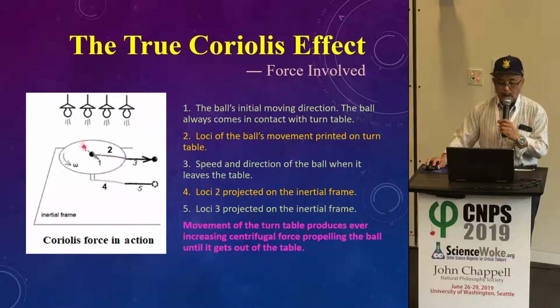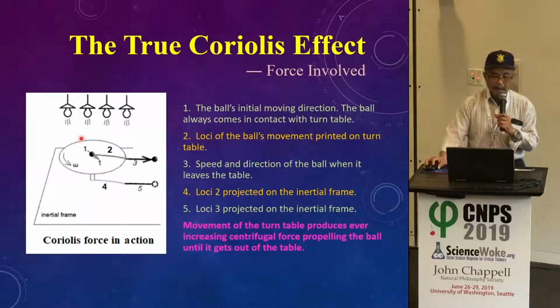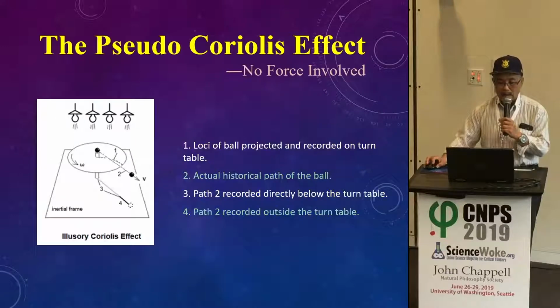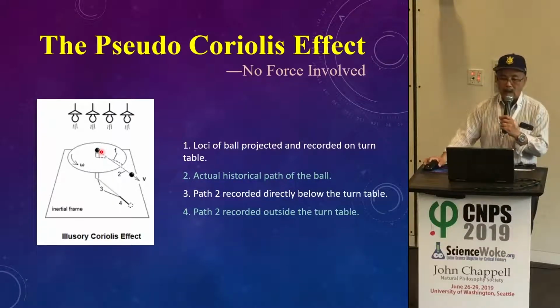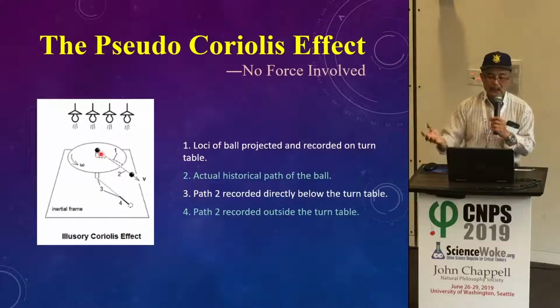Okay, the one is the direction of the original ball. Now the ball is coming in contact with the turntable. Its movement is truly influenced by the turntable. But in this picture, it is not. So if we call this a Coriolis effect, I think this is only a pseudo effect. It has nothing to do with the Coriolis force. Force means something that produces acceleration.